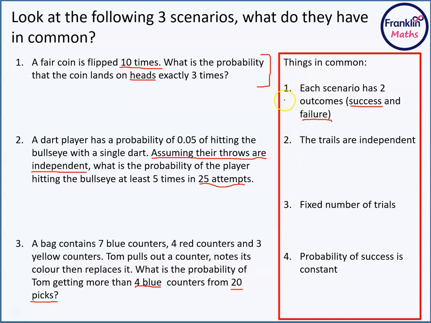However, when you're working on exam questions, you must put each one of these in context. So, for instance, if we're talking about independent trials for number 2 here, we'd say the throws don't affect each other. Or for fixed number of trials, talking about number 3, we'd have to say, well, he's only going to do 20 picks, so make sure you always put them back into context.